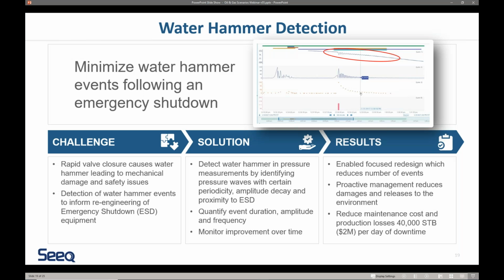We're able to do proactive management to reduce damages and releases to the environment, and this ultimately reduces maintenance costs and production losses, which can easily be $2 million per day for downtime. Before proceeding, I'd also like to mention, in addition to this particular example where we're looking at emergency shutdown events that are leading to water hammer, another area that you see this in is hydrate formation when you look in both upstream and midstream applications and want to characterize this same type of event.